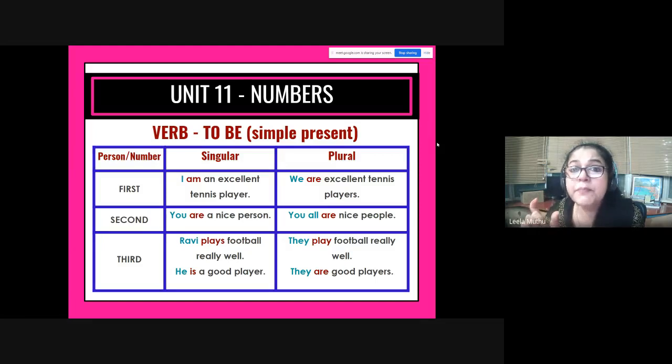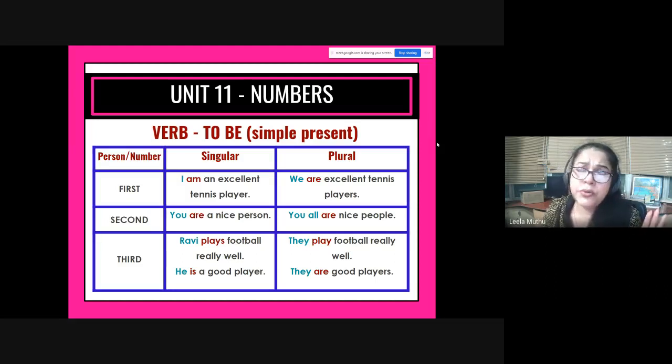Are is the plural verb. Am is a singular verb. Am is only used when you're talking about I. I am. You cannot say he am or you am. It can only be the first person singular. I am. The first person plural is we. We are. Now let's go to the second person. Second person singular will be you, the person I'm speaking to. You are, and you all are. Nothing changes. Now let's go to the third person singular, which is he, she, or it.